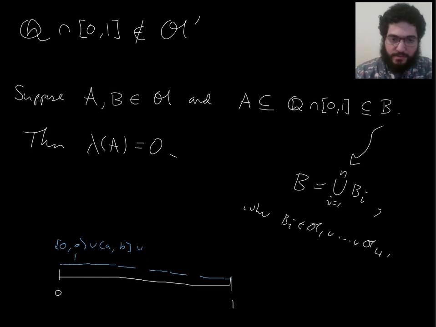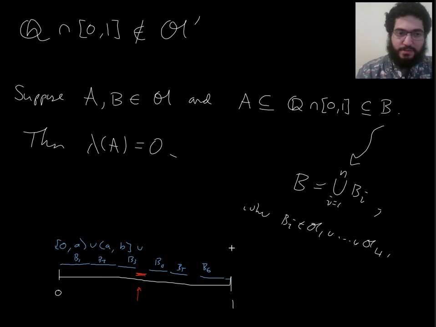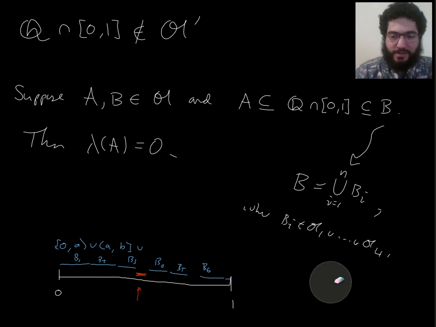So in this picture, these are the individual b's, the intervals that b is made out of. And I say we cannot have a gap of non-zero length here, because if we did, then there would be a rational number in there. And that rational number would get excluded from b. But b is supposed to contain all the rational numbers from 0 to 1. So, okay, that's not really a rigorous argument.